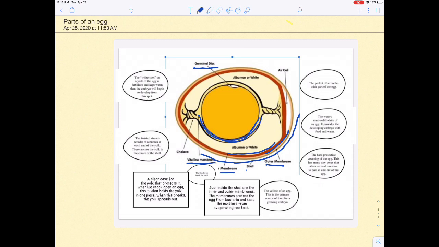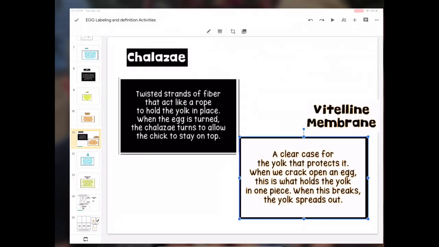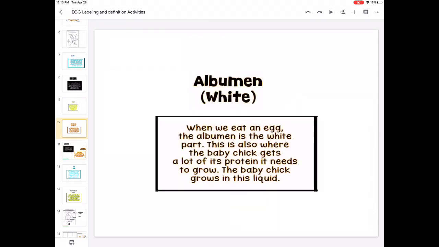And outside of the yolk is the albumin, or white. Now that is the watery, semi-solid white of an egg. It provides the developing embryo with food and water. I'm pretty sure I have something like that on this sheet. It says, when we eat an egg, the albumin is the white part. This is also where the baby chick gets a lot of the protein it needs to grow. The baby chick grows in this liquid.